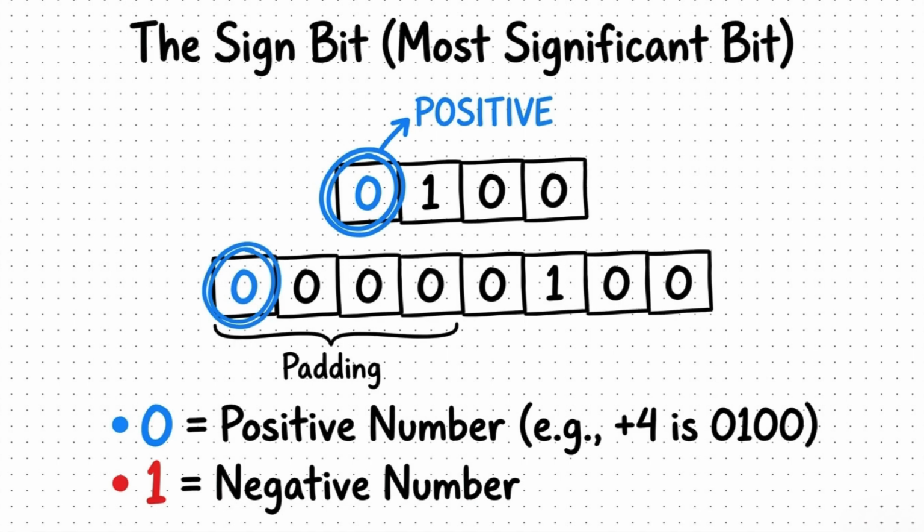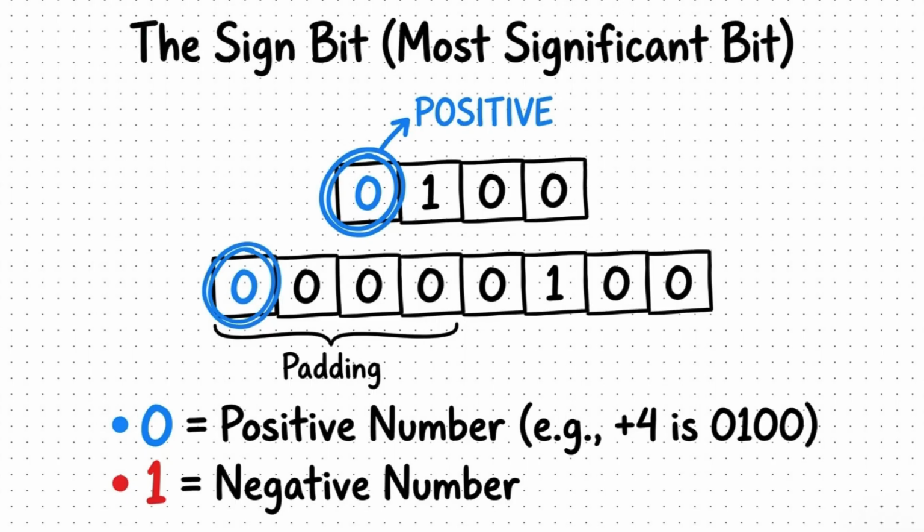Now we will also look into how to represent signed numbers. When we talk about signed numbers, that is numbers that can be positive or negative, the leftmost bit is the most important bit in this case. This is called the sign bit or most significant bit. When the most significant bit is 0, it indicates a positive number. And when the most significant bit is 1, it indicates a negative number.